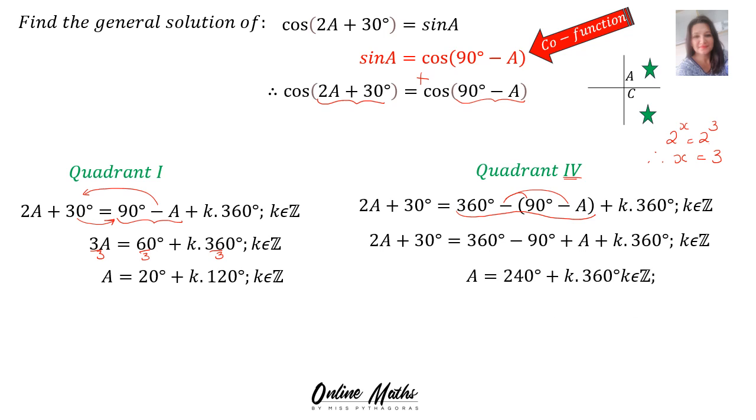And then we will solve a. And a, when we solve it, will be a is 240 degrees plus k times 360, k element Z in the fourth quadrant.